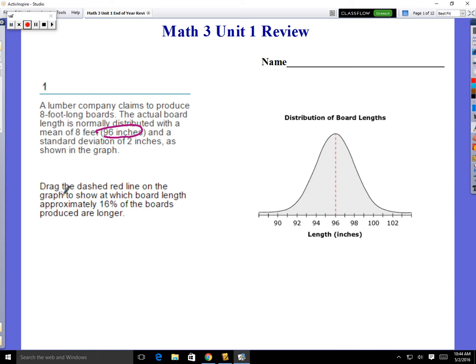So here we go. Drag the dashed red line on the graph to show at which board length approximately 16% of the boards produced are going to be longer. So here's what we know. There is two standard, let's see, 96 to 98. Standard deviation is 2, so that's the first one. 34% of the data is there.